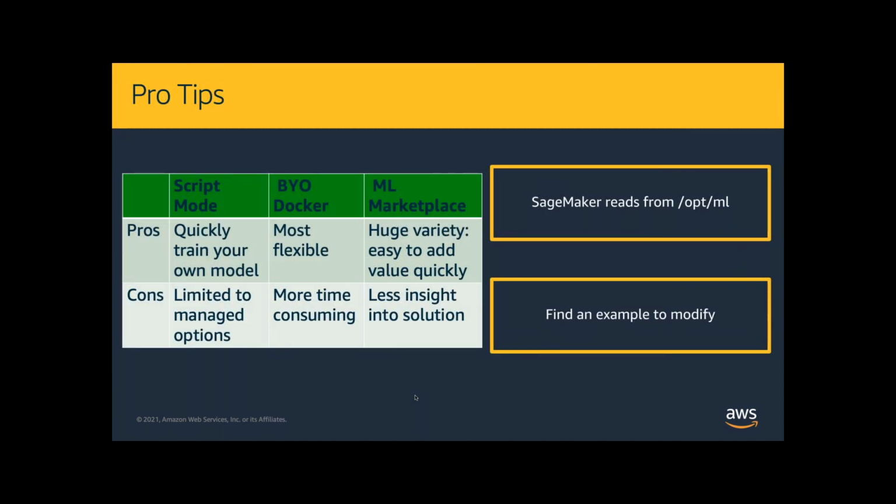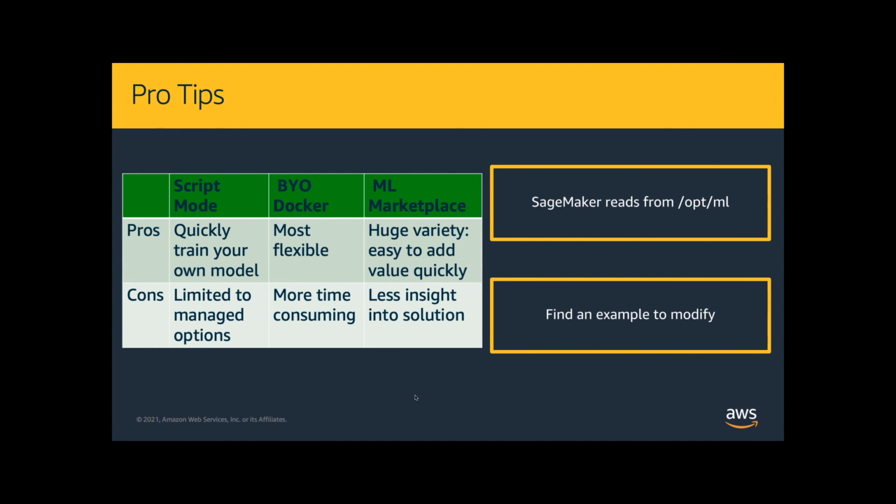So just a few observations here. We have Script Mode, bring your own Docker container, and you also have the model marketplace. There are pros and cons for each one. For example, bring your own container is the most flexible, but it is more time consuming because you need to work on the stuff that needs to be provided according to the standard required in the documentation by SageMaker to be able to call those containers.